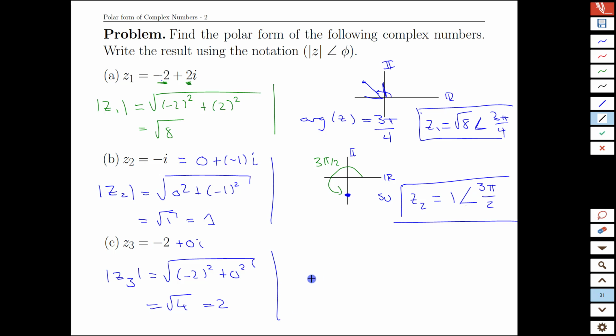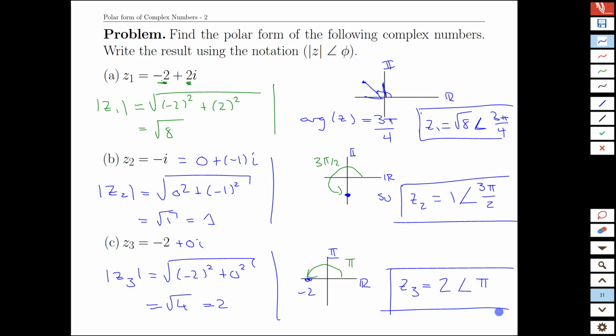Then when we do our sketch of the position, we're out here at -2 on the real axis, and so when we do the angle, we're going to get an angle of pi. So the negative number 2 in polar form is positive 2 for the magnitude, but with an angle of pi. That's the polar form for that number.